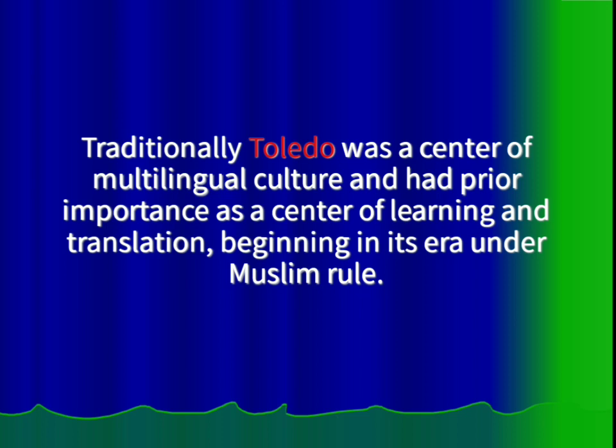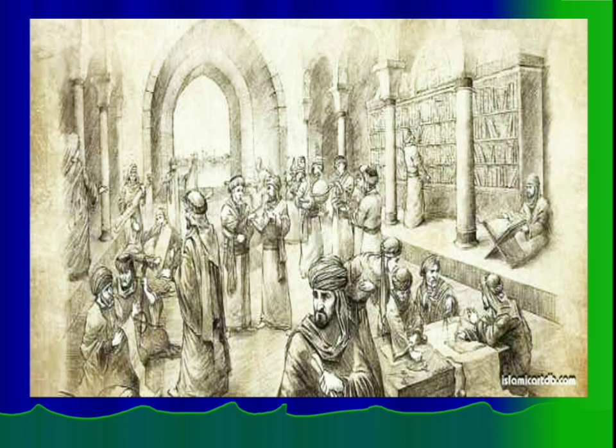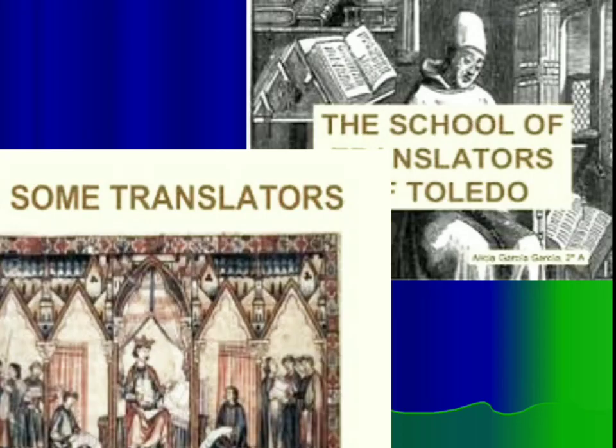Traditionally, Toledo was a center of multilingual culture and had prior importance as a center of learning and translation, beginning its era under Muslim rule. You can see parts of the process of translation in the Toledo School. People are sitting, discussing the translation, arguing about the meaning of different phrases from one language into another. You can also see some translators sitting together and doing the translation with the help of written books.